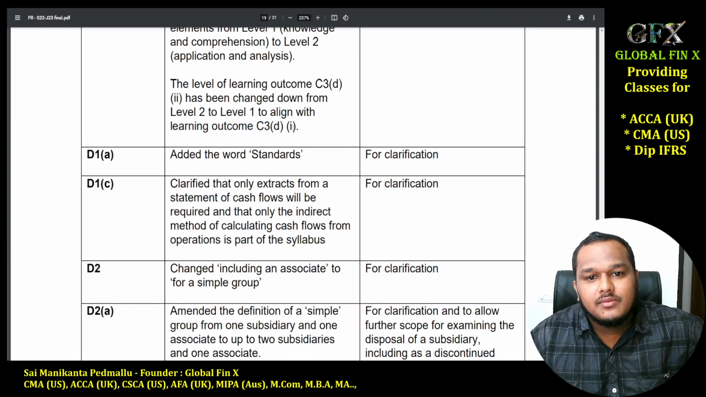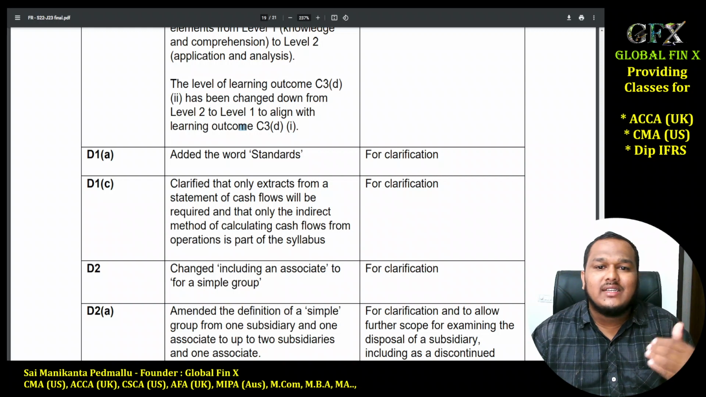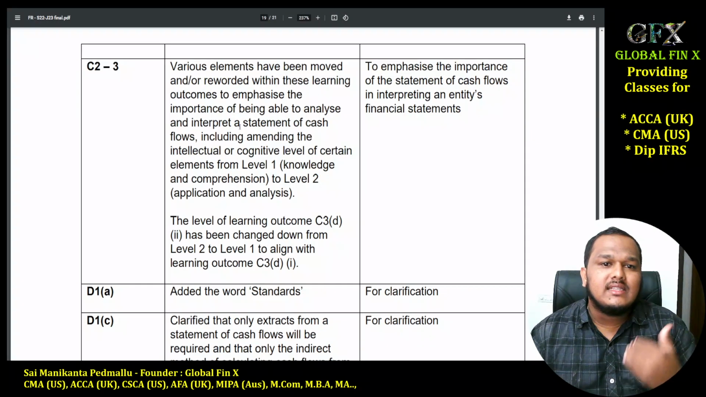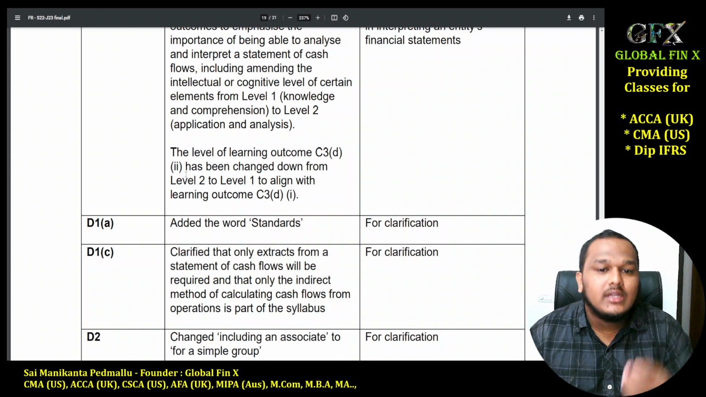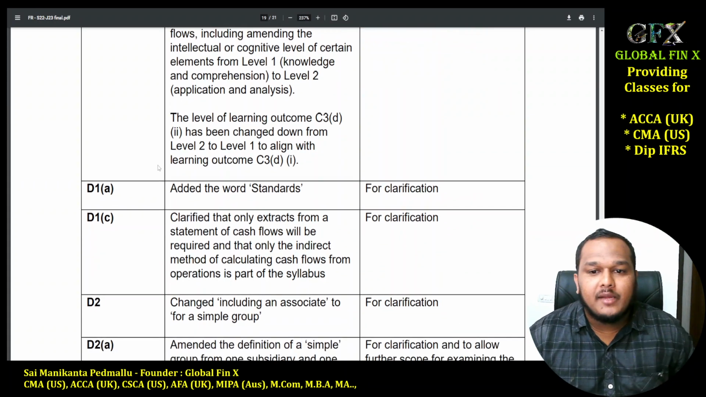The level of learning outcome has been changed down from level 2 to level 1 to align with the learning outcome C3D1. So the C3D2 level has been decreased, the C3D1 level has been increased. You do not need to worry. Basically the syllabus remains the same. They are going to test a little bit more on analysis of cash flow statement. So you need to be better prepared about that.